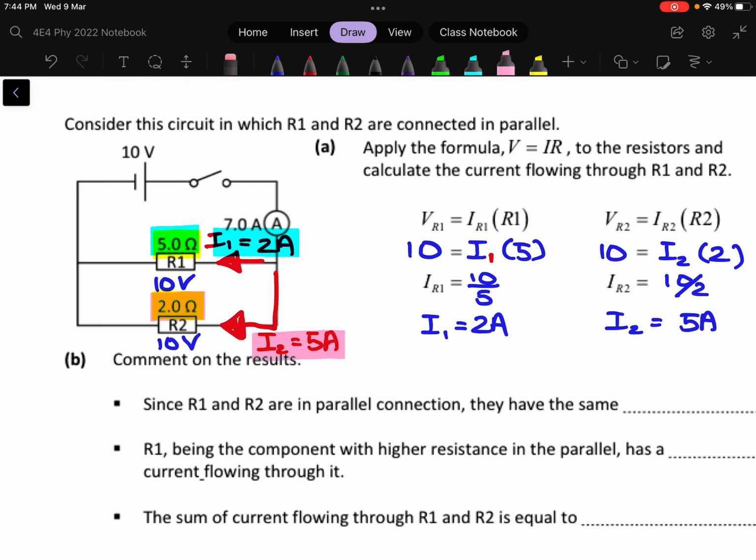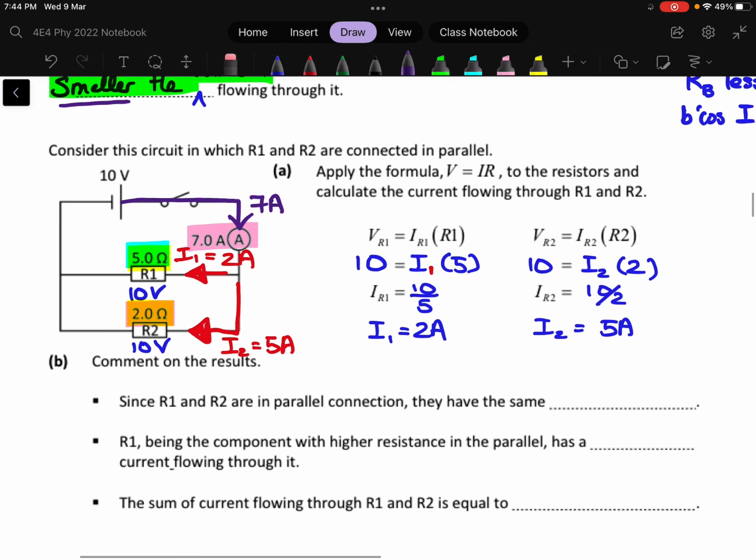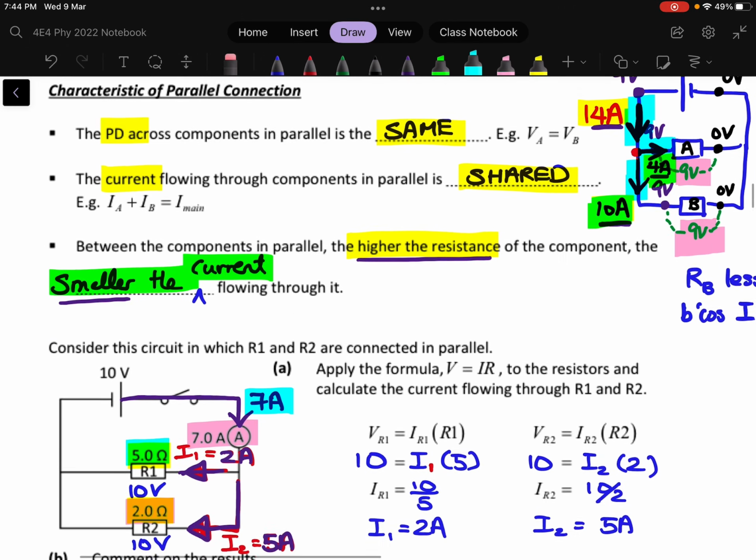Number 2, whether the two currents can combine to form the main current. So over here if you look at the ammeter, it is trying to tell you that the current that is coming out here is 7 ampere. By applying Ohm's law to your R1 and R2, we have worked out that on this branch the current is 2 ampere, and on this branch the current is 5 ampere, and you can see that 5 plus 2 indeed give you the main current 7 ampere. So the second bullet point is also correct.